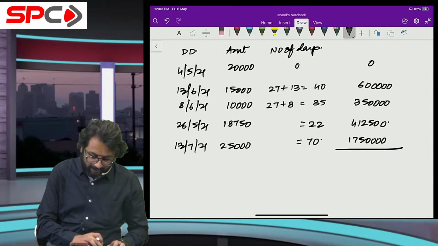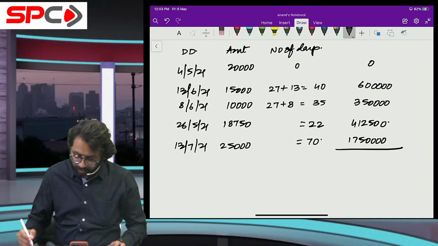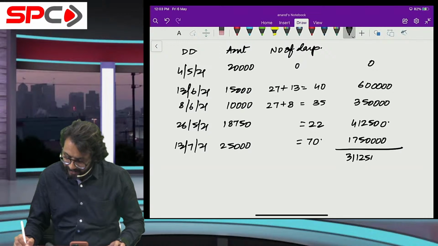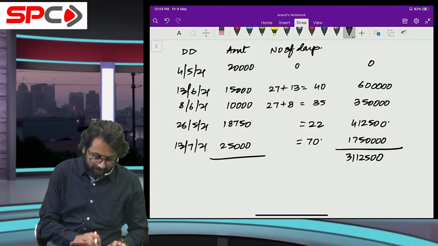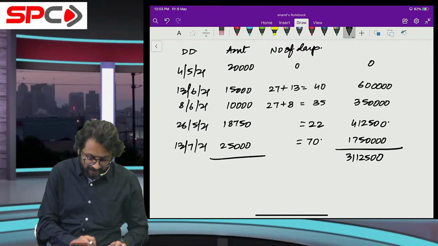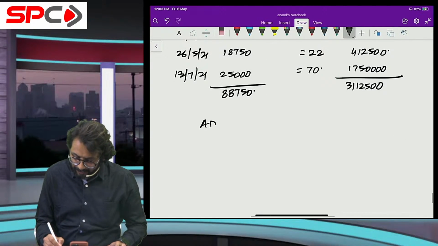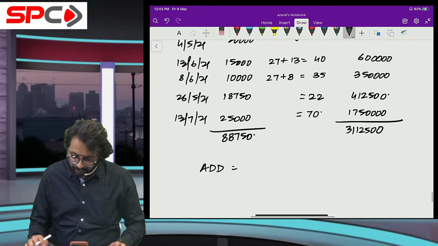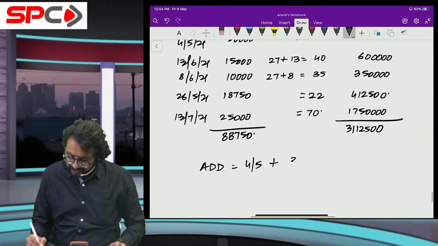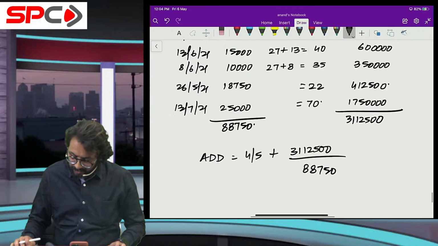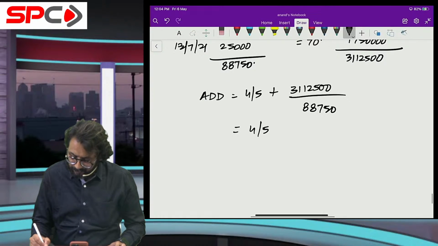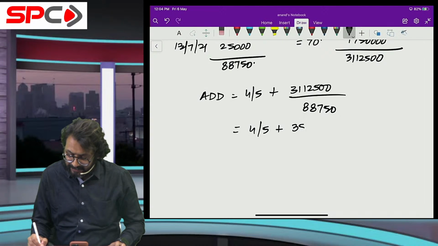Yes. So I'll take 17,50,000 plus 4,12,500 plus 3,50,000 plus 6 lakh. How much is the total? 31 lakh 12,500. What is the total of this? 20,000 plus 15,000 plus 10,000 plus 18,750 plus 25,000. How much is that? 88,750. Do you all appreciate? Now ADD is equal to base date. What is the base date? 45 plus 31,12,500 divided by 88,750. Can you tell me what are the number of days? 35 point. So can I say 35 days?